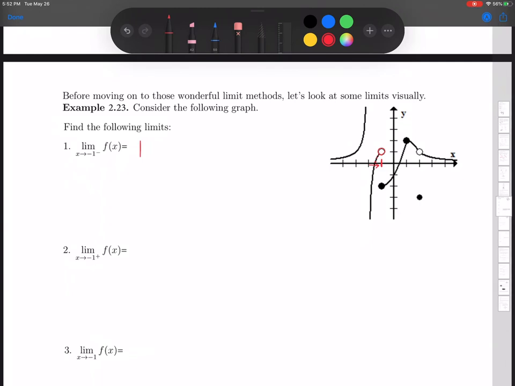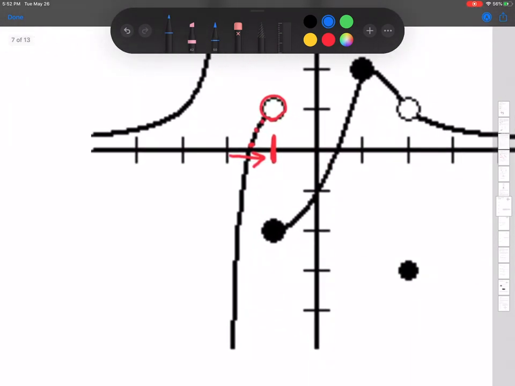Okay, so let's go ahead and move on to the next problem. So the next problem, number 2, says the limit of f of x as x approaches -1 from the right. So let me go ahead and zoom in. Let's talk about this one in blue. Here's -1. We had it marked in red, and we are approaching -1 now from the right hand side.